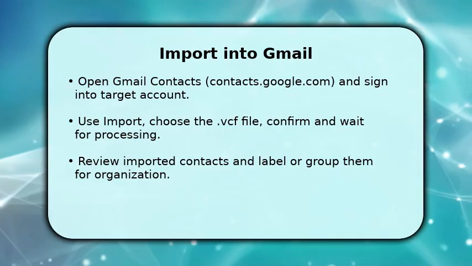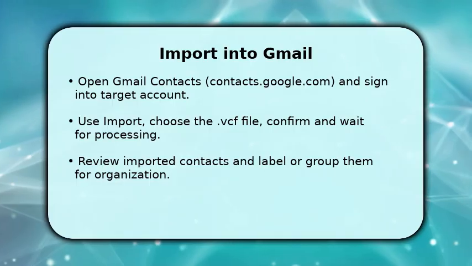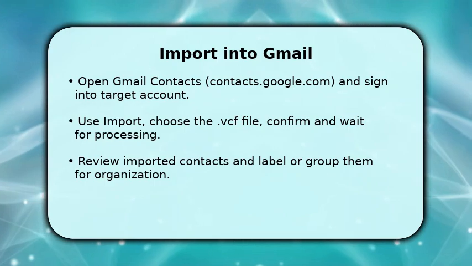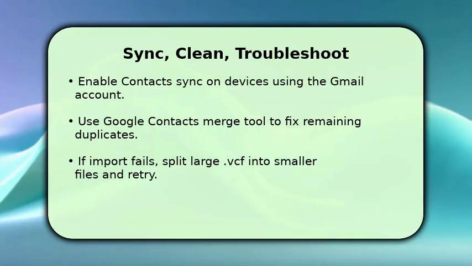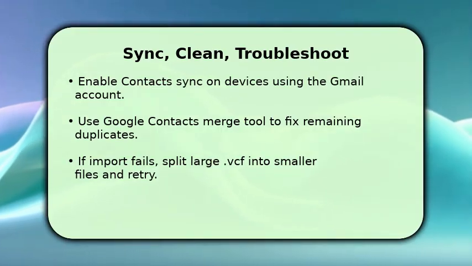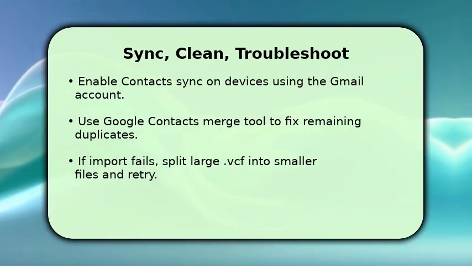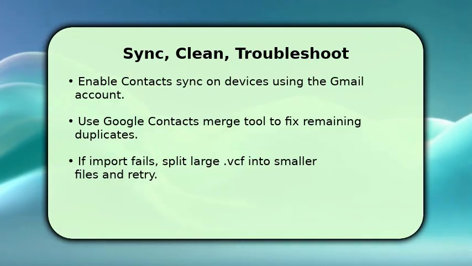Once import completes, make sure to assign a label or group so you can find these contacts easily and verify that important fields like phone numbers and emails mapped correctly. Finish by enabling Google Contacts sync on your phones and other devices so changes propagate everywhere. Once synced, use Google's Merge Duplicates tool to clean up any overlapping entries. This ensures one canonical contact per person.